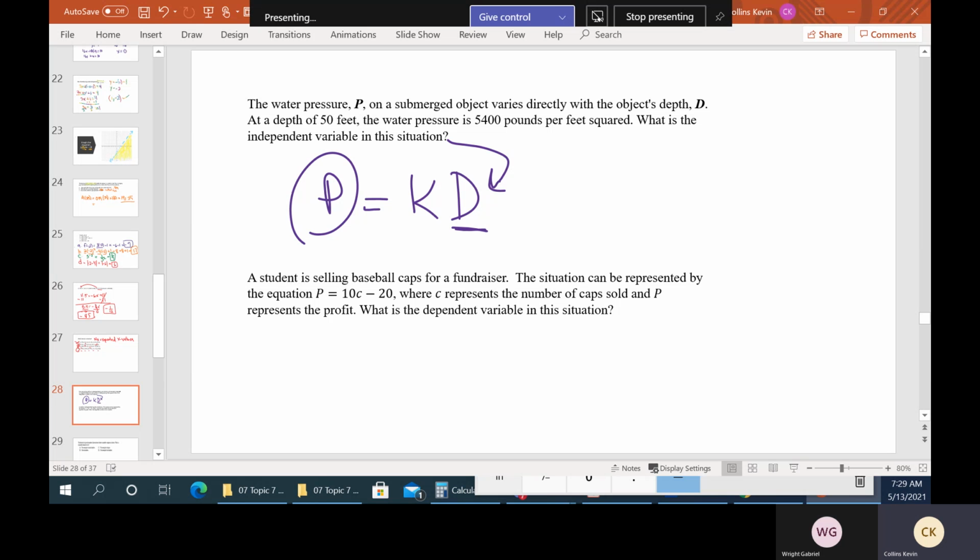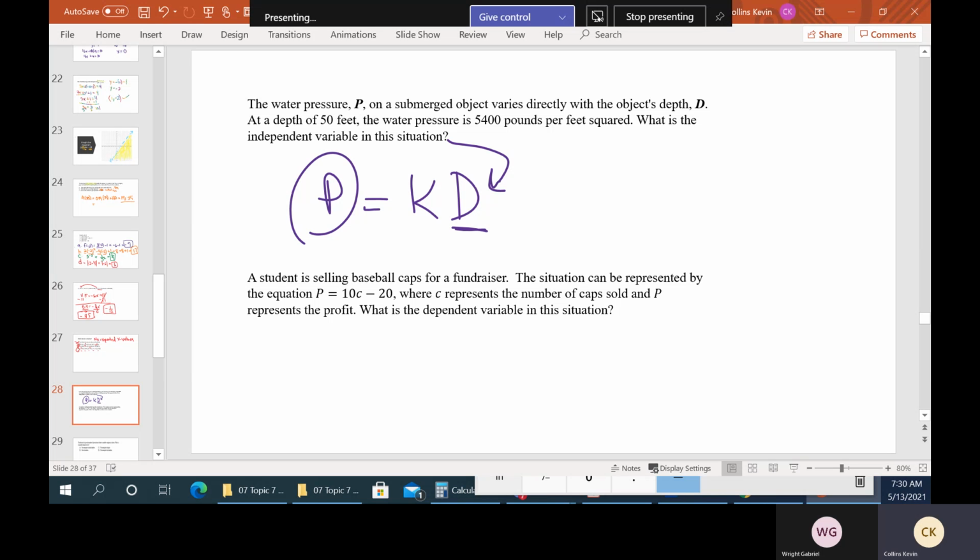So the amount of money you make is dependent on how many hours you work. The independent variable is how many hours you work. The dependent variable is the money. More hours means more money.